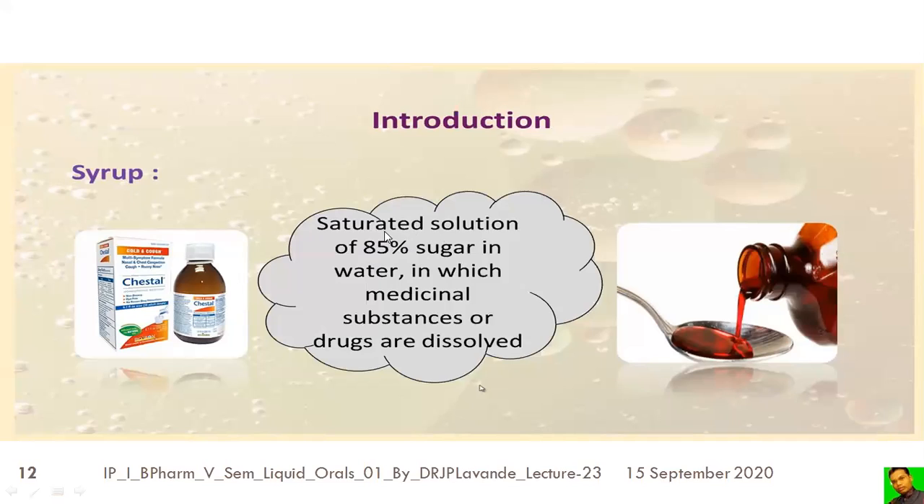So syrups are saturated solutions of 85% sugar in water in which medicinal substances, that is drugs, are dissolved. So this is the syrup, this is the aqueous form. The water will contain the sugar in the saturated form, up to 85% concentration, and this may or may not contain the drug substance.